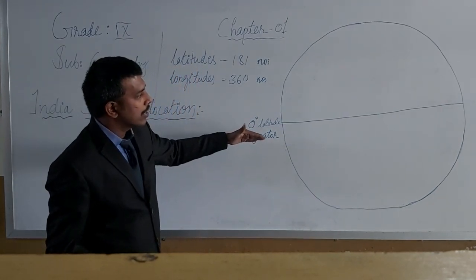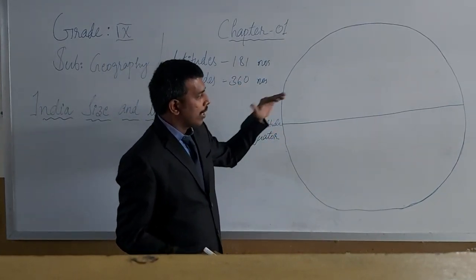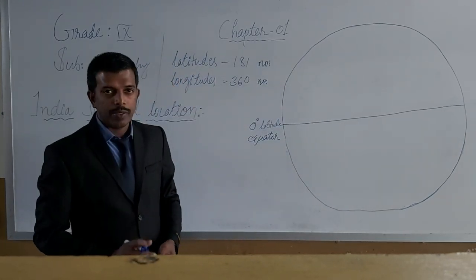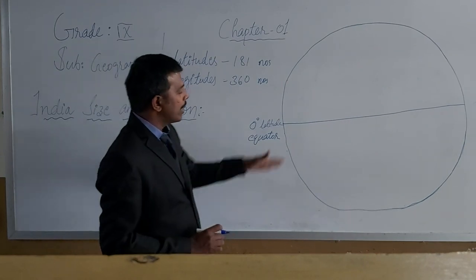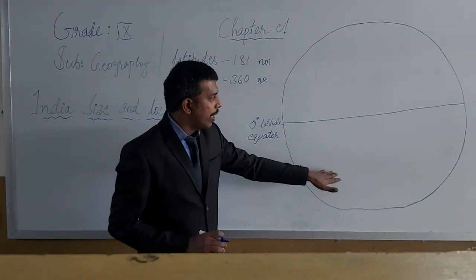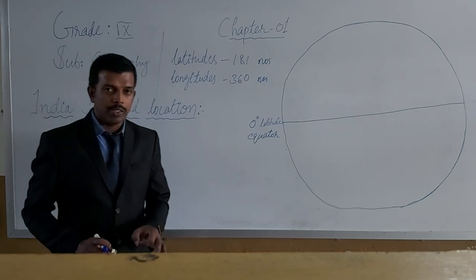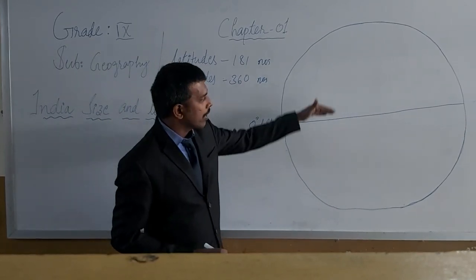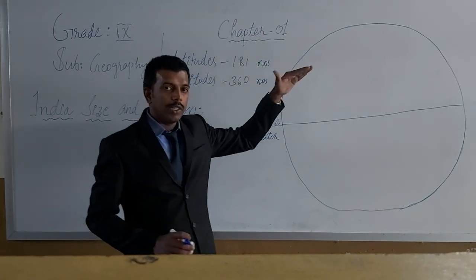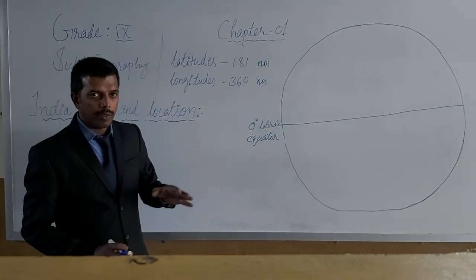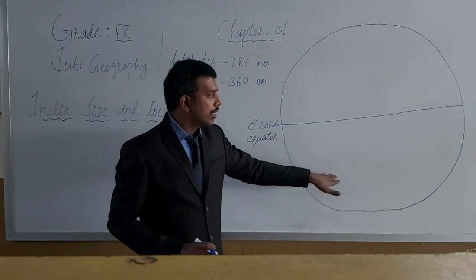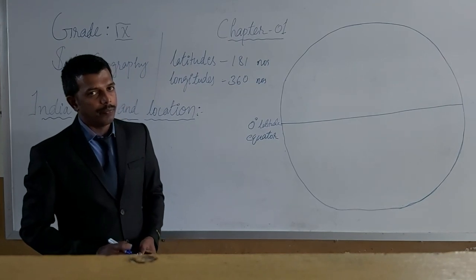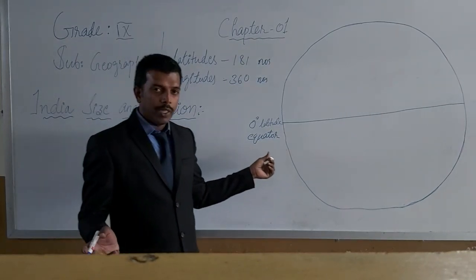The part that lies on the northern side of the equator is known as the northern hemisphere, and the part that lies towards the south of the equator is known as the southern hemisphere. Once again, the part that lies north of the equator is the northern hemisphere. The part that lies south of the equator is the southern hemisphere. So it is very clear from the figure.